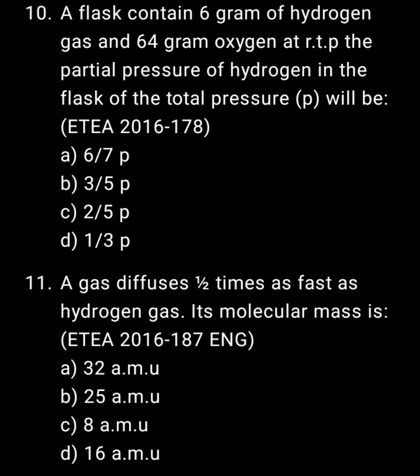10. A flask contains 6 gram of hydrogen gas and 64 gram oxygen at RTP. The partial pressure of hydrogen in the flask of the total pressure P will be ETEA 2016-178. A. 6/7 P. B. 3/5 P. C. 2/5 P. D. 1/3 P.